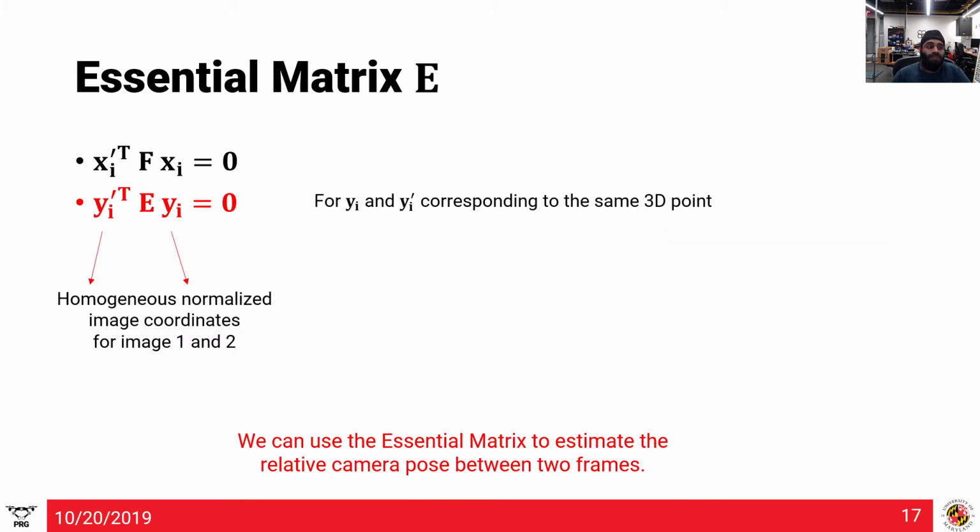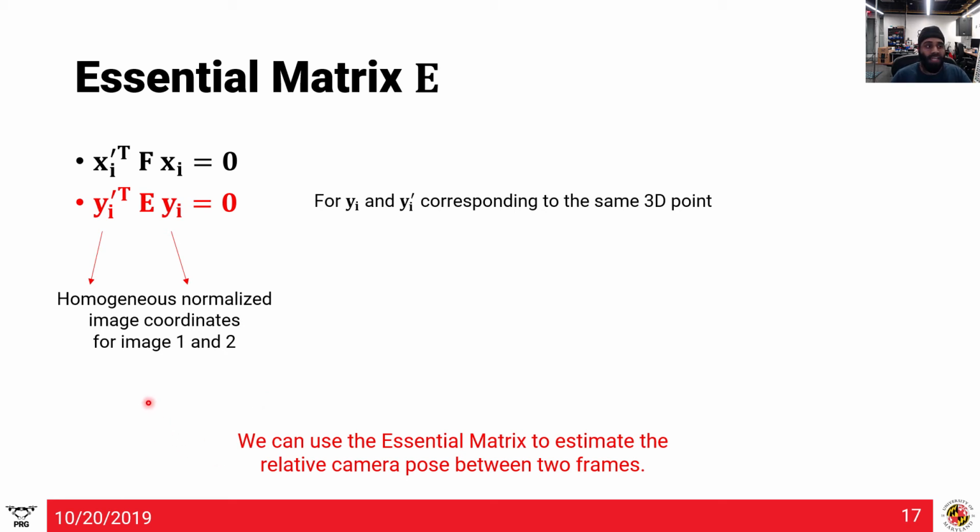Okay, just a recap. In the fundamental matrix, I have x dash transpose F x equals 0. In the essential matrix, I have y dash transpose E y must be 0, where y and y dash are points corresponding to the same 3D point. And these are again homogeneous normalized image coordinates, not the pixel coordinates, from images 1 and 2.